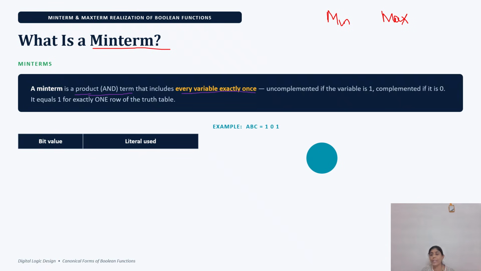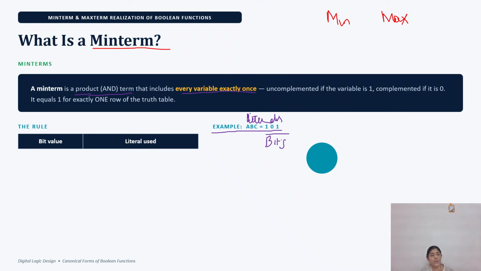Uncomplemented in the sense the variable is 1, complemented in the sense it is 0. It equals 1 for exactly one row of the truth table. Okay, please check over this example. What is the example I have given? ABC equals 101. What do ABC represent? Those are the literals, right? What does this 101 represent? Those are the binary variables, which are already known by you, right? Okay, so we will see the example.